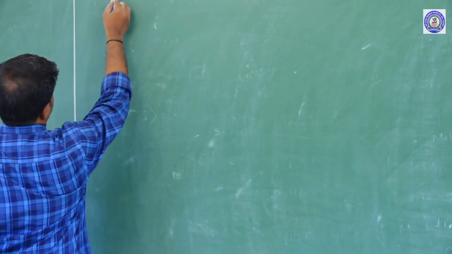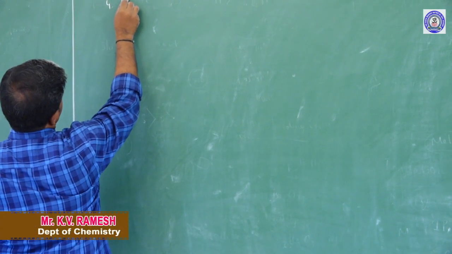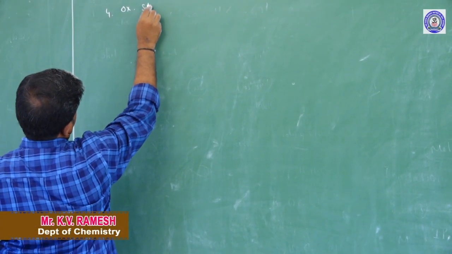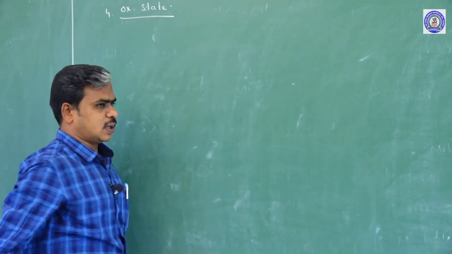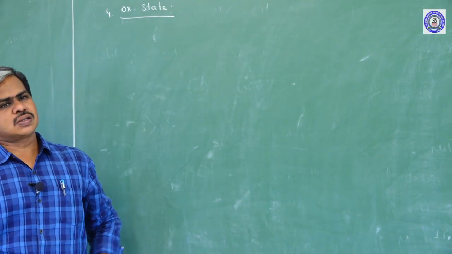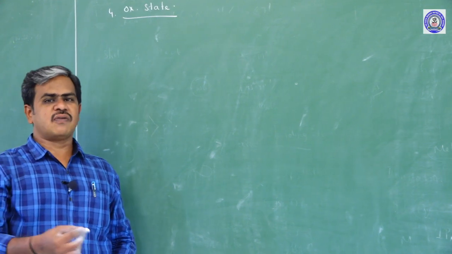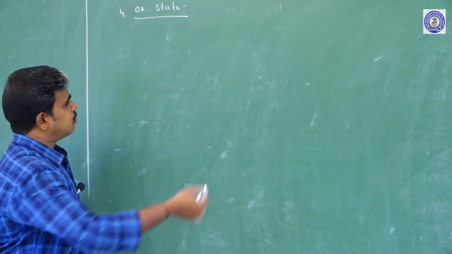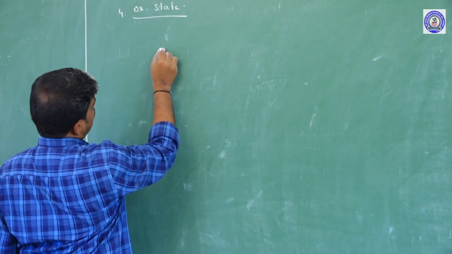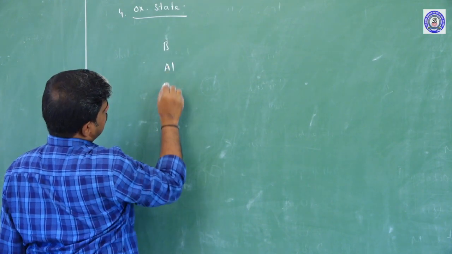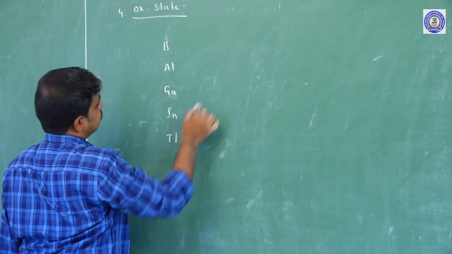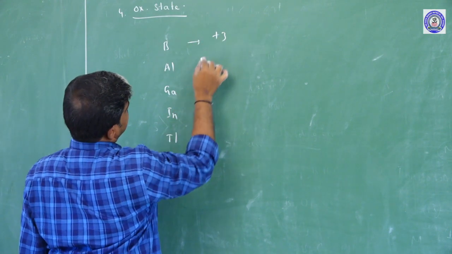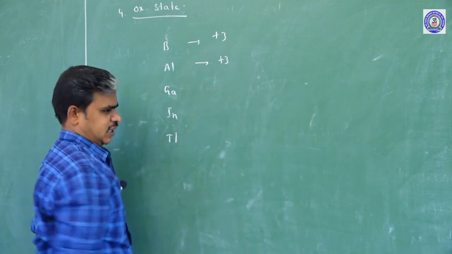The next property, the fourth one, is oxidation state. Okay, listen. What do you mean by oxidation state? It is the removal of electrons. Boron exists in the +3 oxidation state. All the members of the family, that is boron, aluminum, gallium, indium and thallium, exhibit the +3 oxidation state.